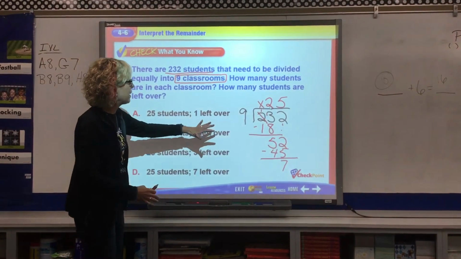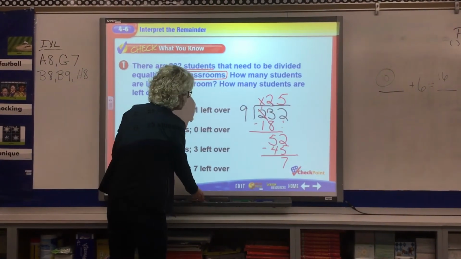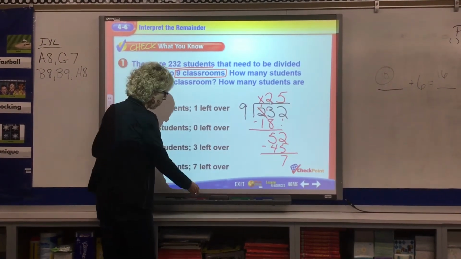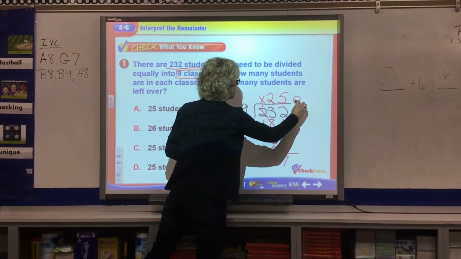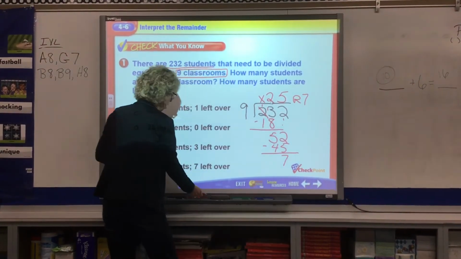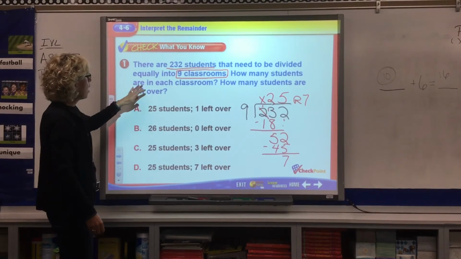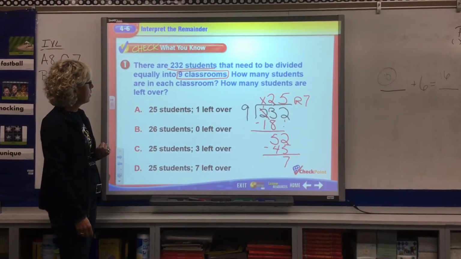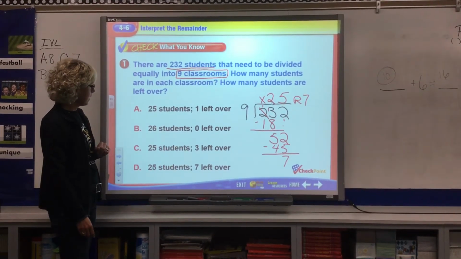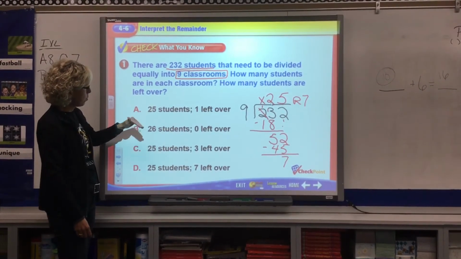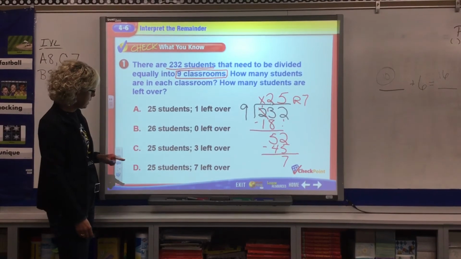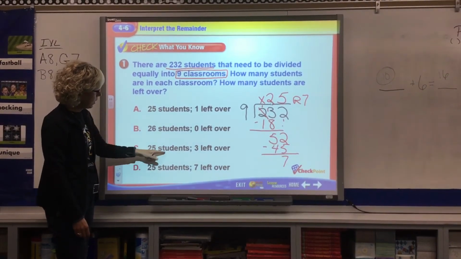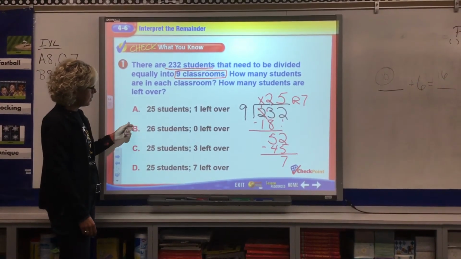So going back, and we've just solved the division problem. Now we have to interpret our answer and the remainder of 7. Okay? So how many students are in each classroom, and how many students are left over? In this case, we look at our answers, 25 students and 7 left over. We have 25 students, and then there are 7 students left over.